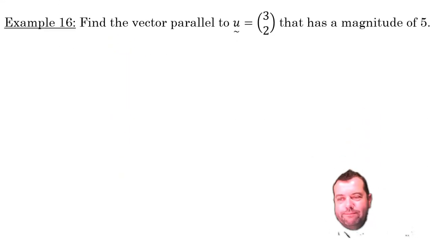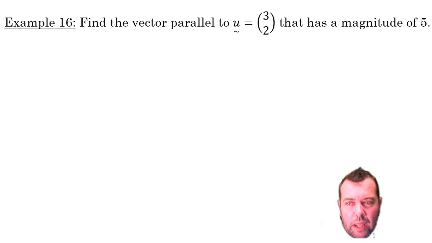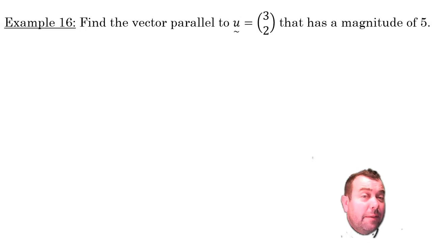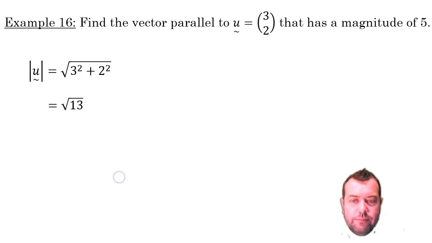Okay, moving along. We're nearly there. A vector parallel to this that has a magnitude of 5. So I need the same direction, but I'm not after the unit vector, not per se, not at the end. There could be other ways to do this, I suppose, but I'm going to go through it this way. We are first going to find the magnitude of u, like this. 3 squared plus 2 squared, root 13.